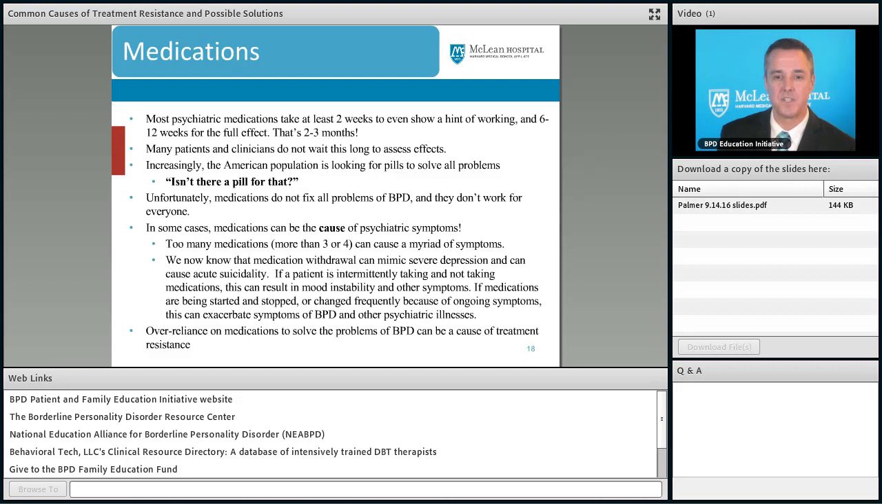I want to point out, most psychiatric medications take at least 2 weeks to even show a hint of working, and 2 to 3 months to really work. But many patients and clinicians don't wait this long to assess the effects.